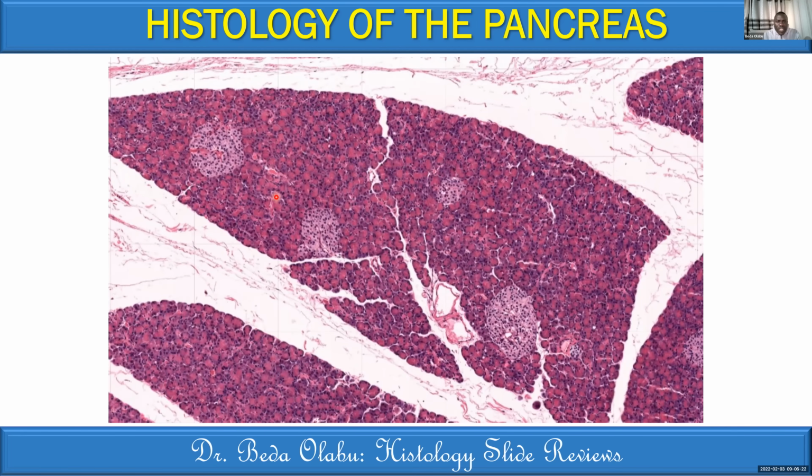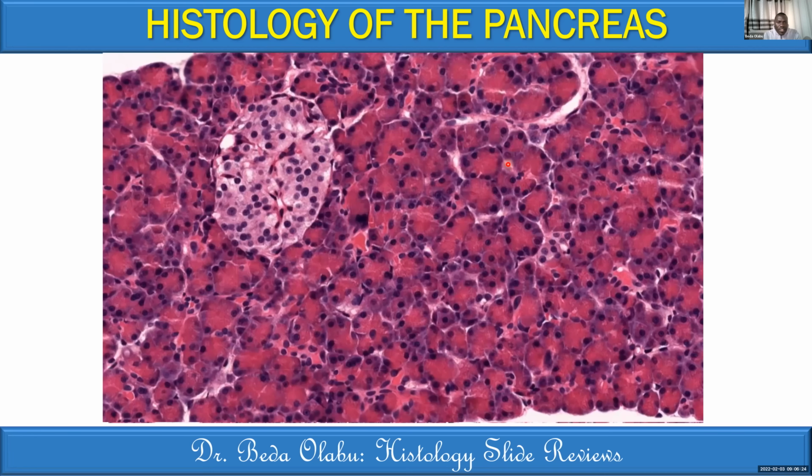A high magnification shows you a single islet there. It's a cluster of cells, and the rest will be the acini. Look at how the acini are arranged. We have some peripheral cells and a center. These are the acini, and these acini are serous acini because we can see they're taking up stains.